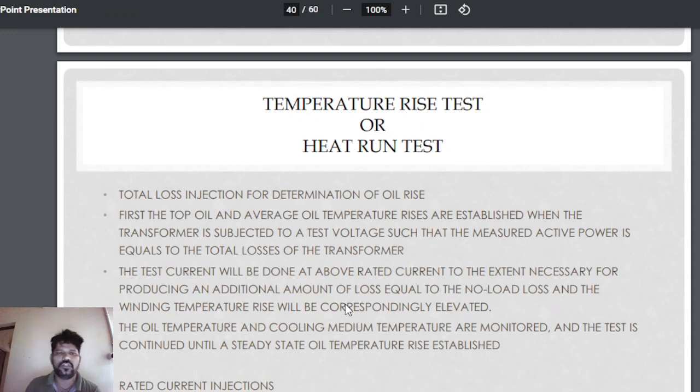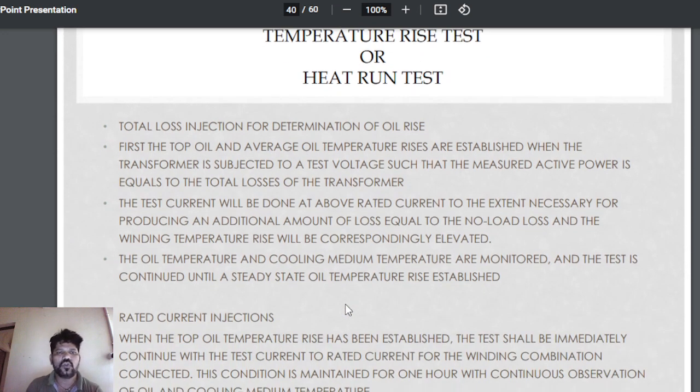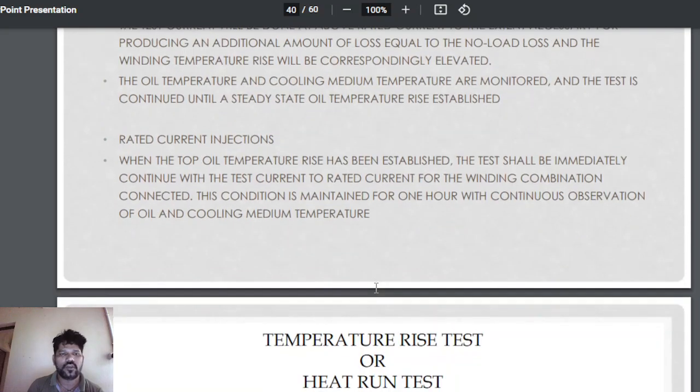Now this heat run test uses total loss injection for determination of oil rise. First, the top oil and the average oil temperature rise are established when the transformer is subjected to a test voltage such that the measured active power is equal to the total loss of the transformer.